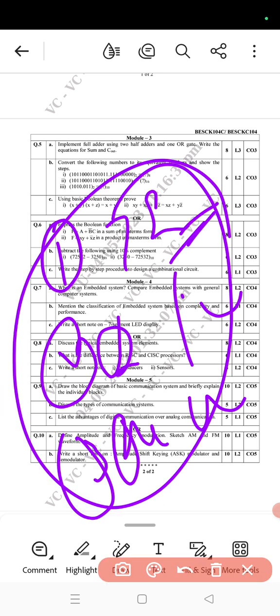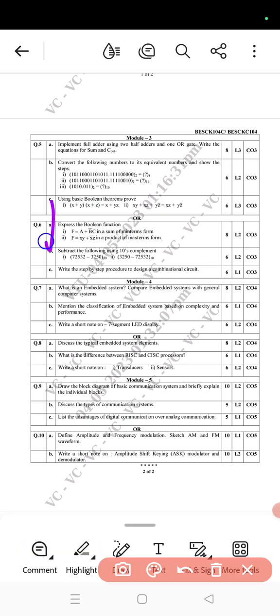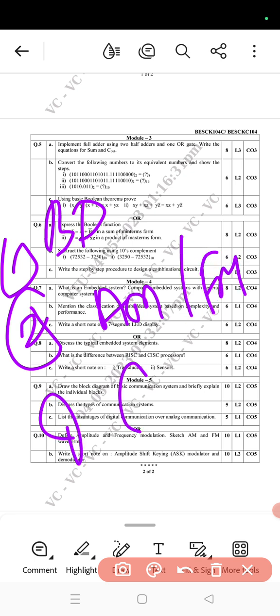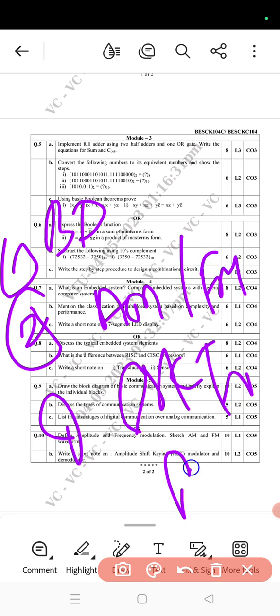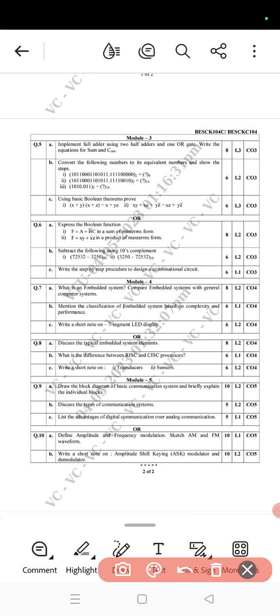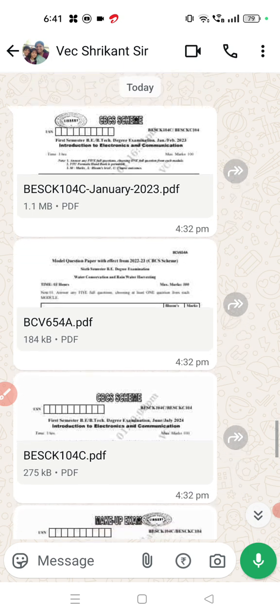Model 5 is about the basic block diagram, a very important question. Block diagram, right? Then AM and FM, and ASK, FSK and PSK. These 3 play a major role in these questions. Like this you can see any question paper.